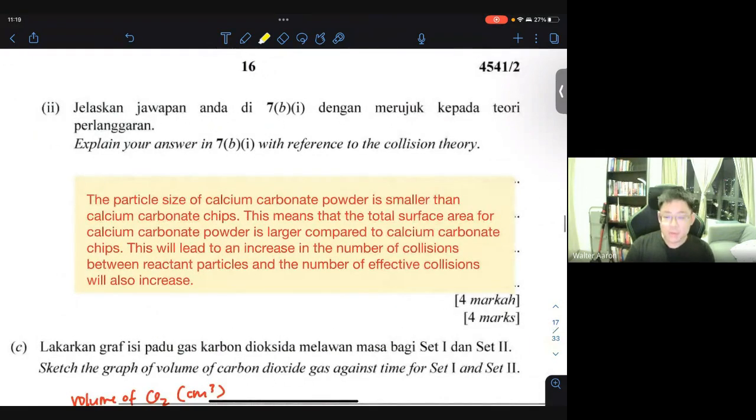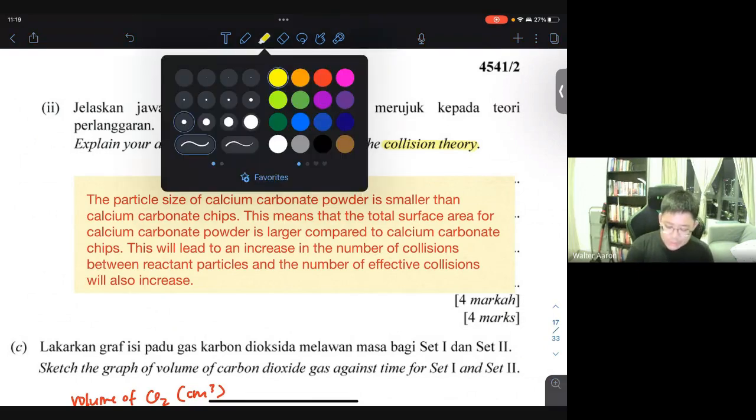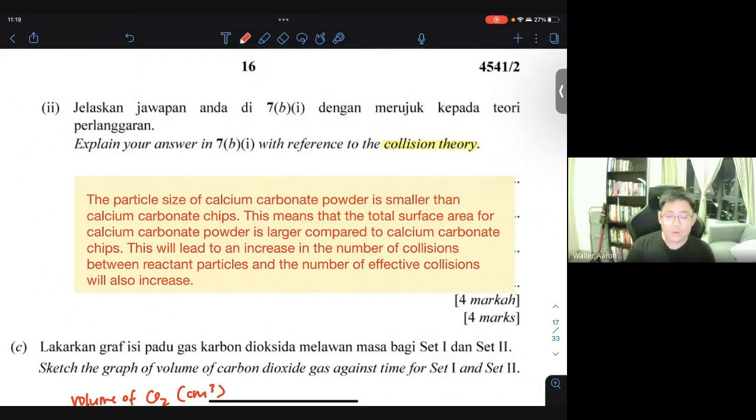State your answer in 7B with reference to collision theory. For collision theory, you usually get 4 marks in total, so you must write 4 marks worth of answers. The first thing to compare is the size of the calcium carbonate powder. Compared to the chips, of course, the powder form will have a smaller size. That's why the first thing that I highlighted just now was particle size.